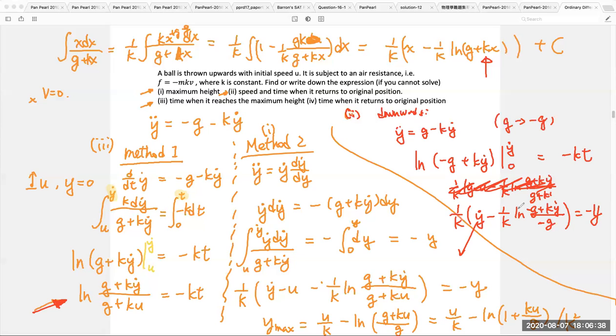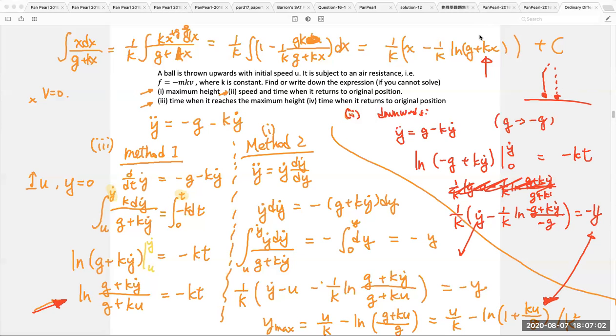Then you need to set the y to be equal. When you go up and then go back to the ground, they have the same distance traveled. Then you can find the time when it returns to the original position. So we can save the screen now, and then go on to the next question.